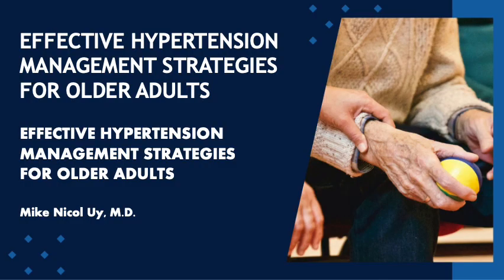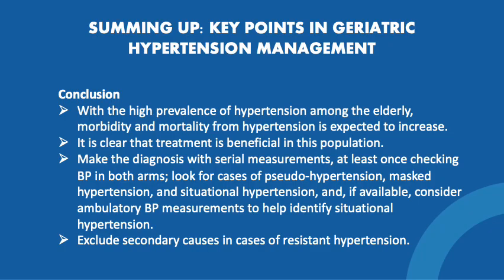Hello, everyone. We've finally come to the end of our lecture on effective hypertension management strategies for older adults. After exploring the various studies conducted on the management of hypertension in the elderly, we can come to the following conclusions. With the high prevalence of hypertension among the elderly, morbidity and mortality from hypertension is expected to increase. It is clear that treatment is beneficial in this population.